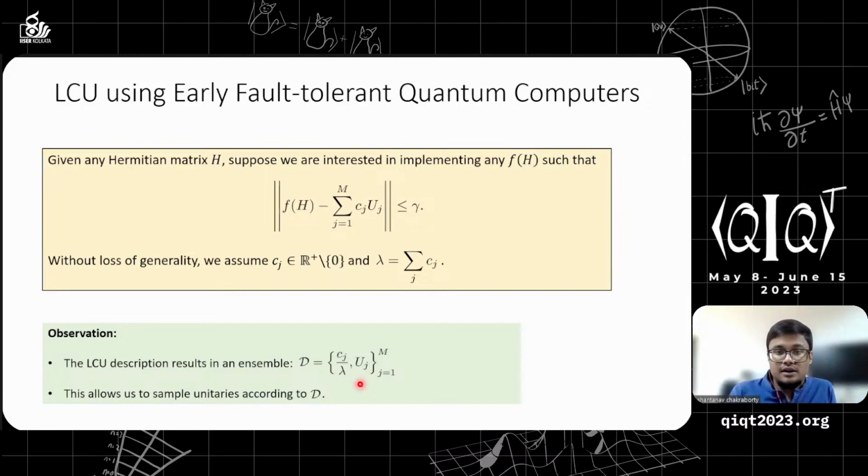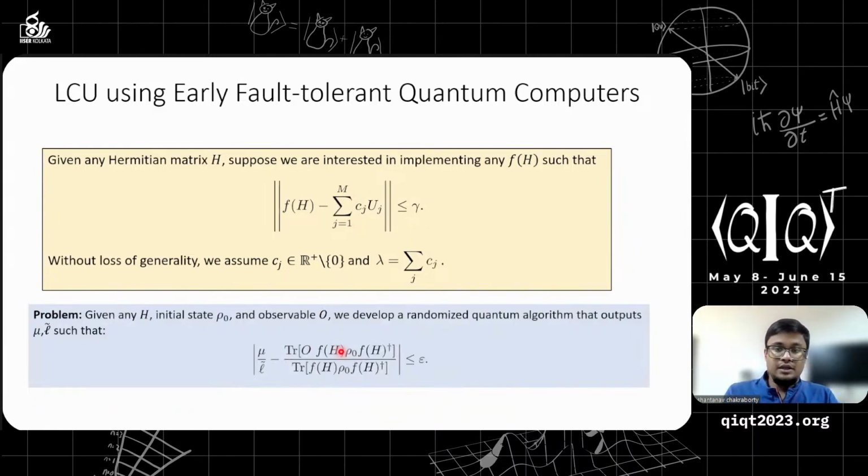And then you can use a classical algorithm to sample unitaries according to this distribution D. You can run a classical algorithm that outputs an integer j with probability C_j over lambda, and based on the outcome j, you implement the unitary U_j. So whenever you have a linear combination of unitaries, you have the ability to generate this ensemble from which you can sample unitaries. This is going to be an important aspect of the algorithm that we are going to design: we'll be using classical sampling to sample unitaries according to a distribution proportional to the LCU coefficients.